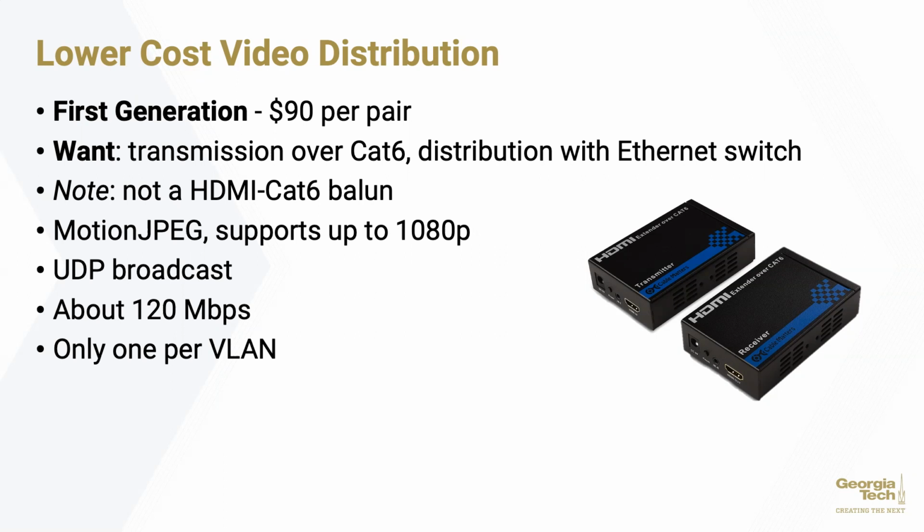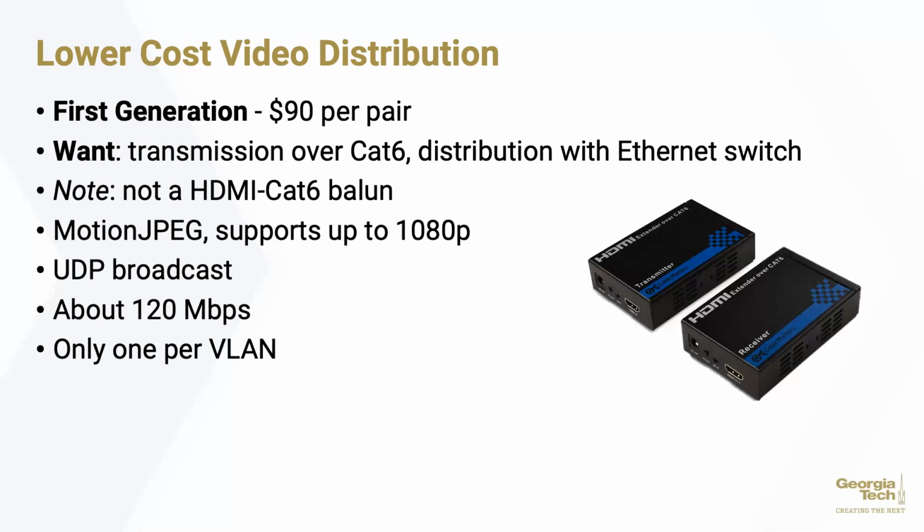So the way these work is they run at 30 frames a second, but they are capturing individual frames and they're transmitting them over the network using motion JPEG. So every frame is its own image, but it gets compressed. And so your 3 to 5 gigabit per second raw uncompressed video becomes about 120 megs, somewhere in that neighborhood. And this is done with UDP broadcast.